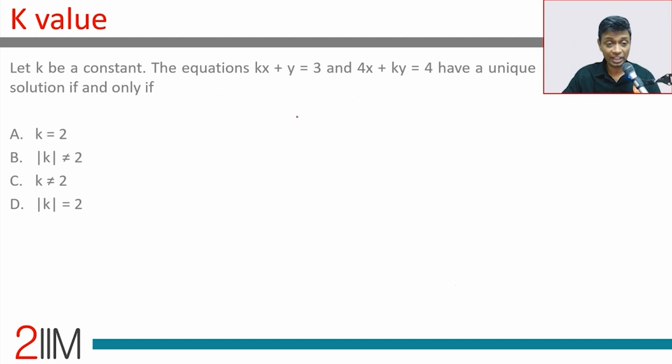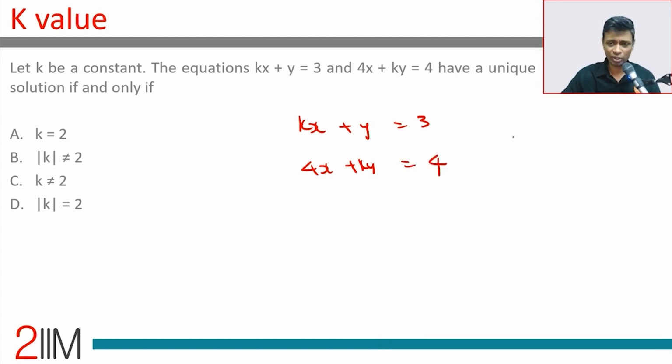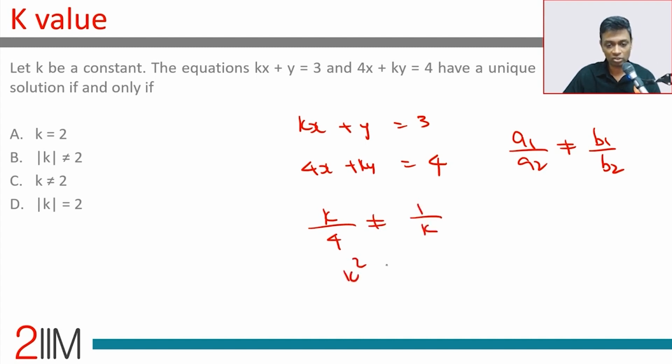Let k be a constant. The equations kx plus y equal to 3 and 4x plus ky equal to 4 have a unique solution. For a unique solution, a1 by a2 should be not equal to b1 by b2. That's all we need to do. K by 4 is not equal to 1 by k. K square is not equal to 4. K should not be equal to plus or minus 2, or modulus of k not equal to 2.